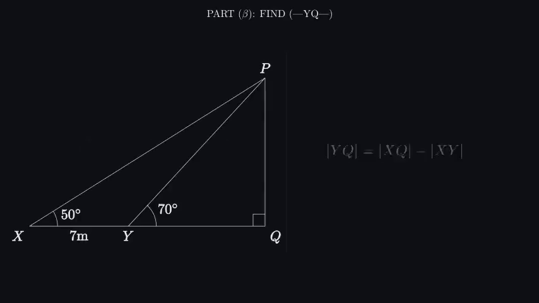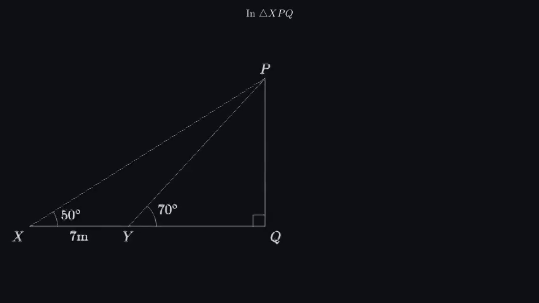Now we need to find length of YQ. Since Y lies between X and Q, we can find length of XQ first, then subtract length of XY. So our plan is to find length of XQ, then use length of YQ equals length of XQ minus length of XY. Now use triangle XPQ. This triangle is right-angled at Q. The angle at X is 50 degrees. We can find the angle at P. So, angle XPQ equals 40 degrees.